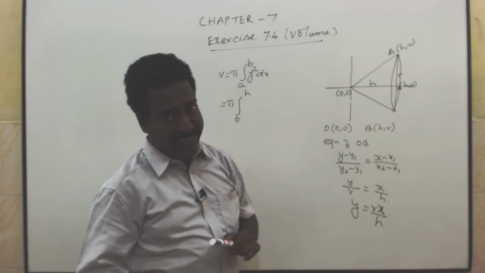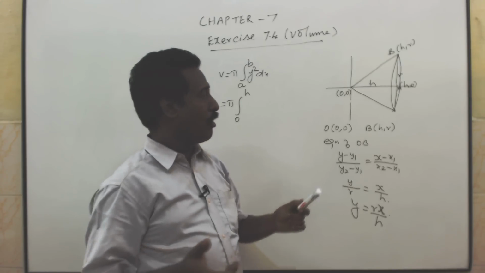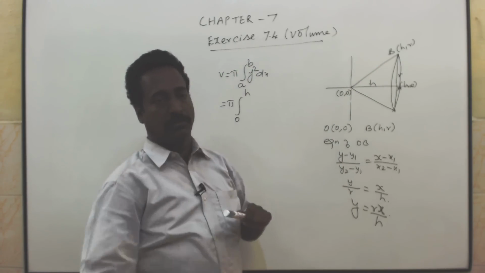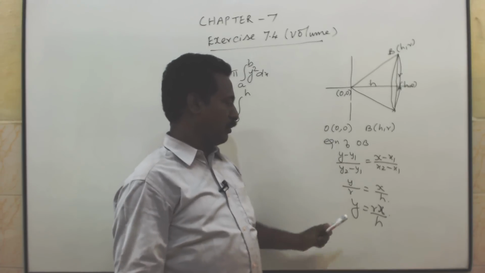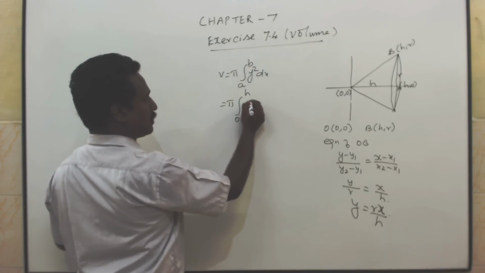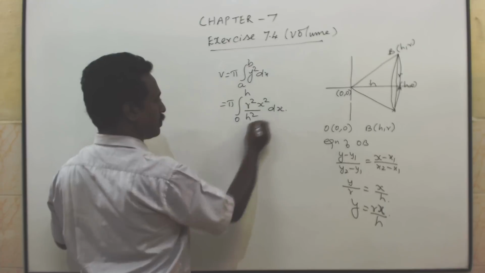In the previous problem, the equation was given, but here it is not given. First you have to find out the equation of OB. When we rotate, only that OB will rotate. So, we find the equation of OB. Now the formula: y square means r square x square by h square into dx.